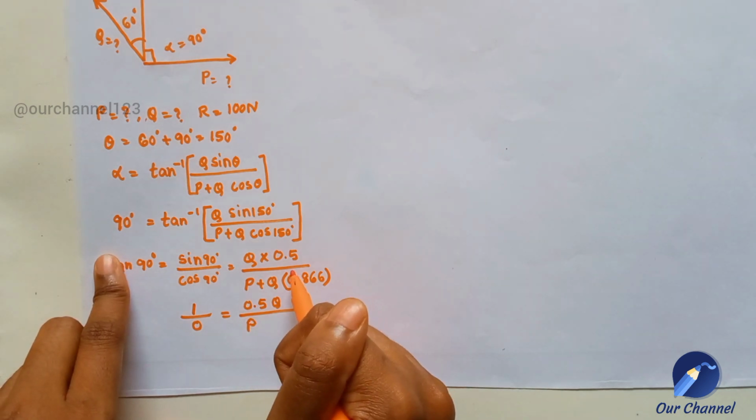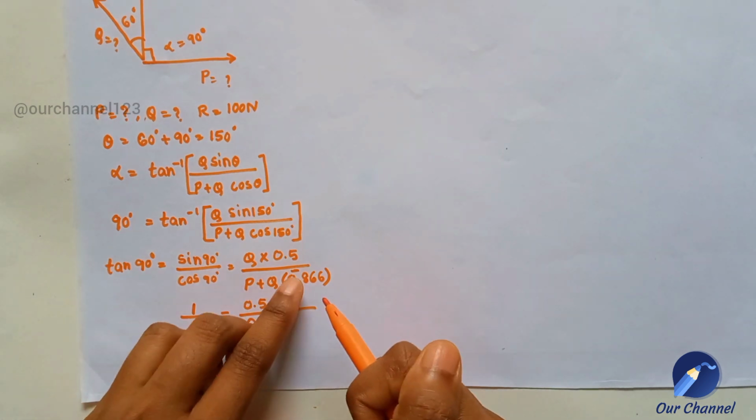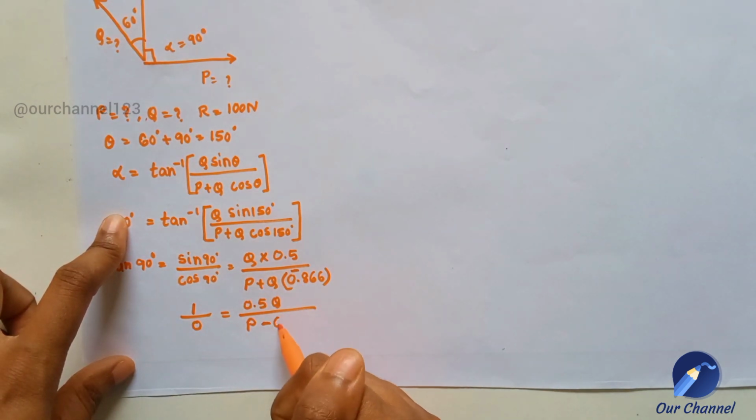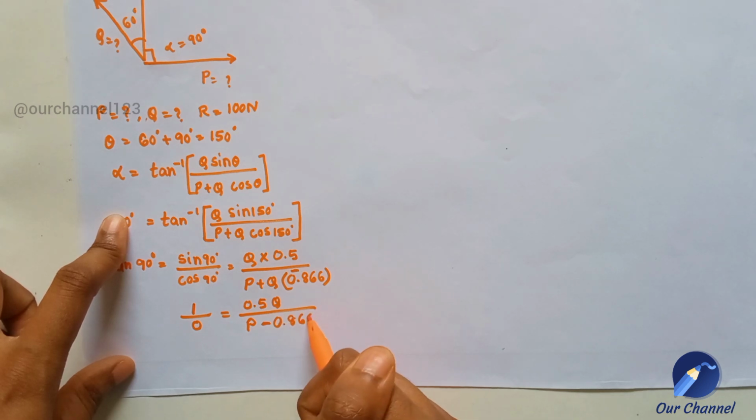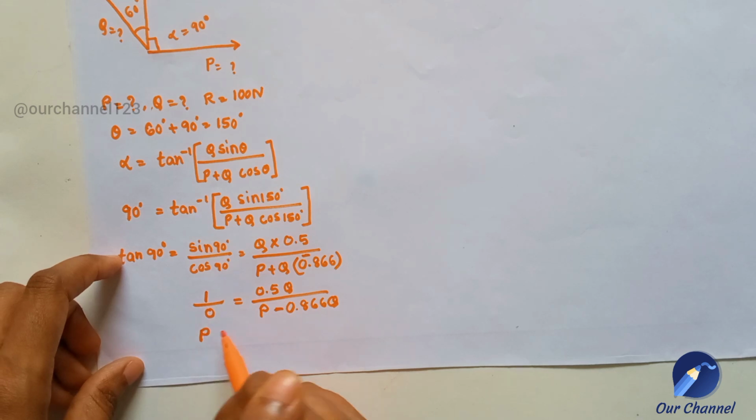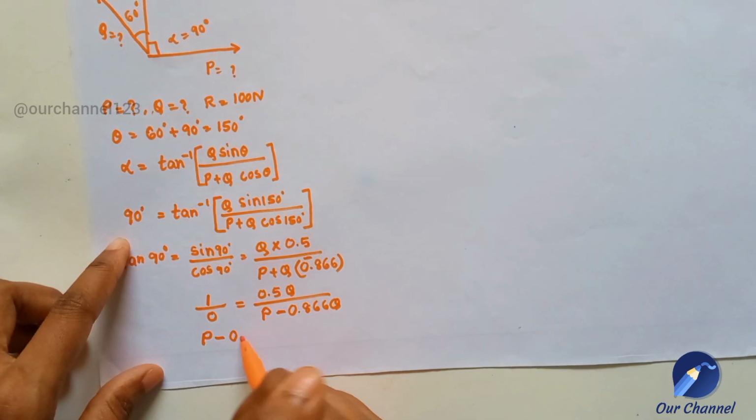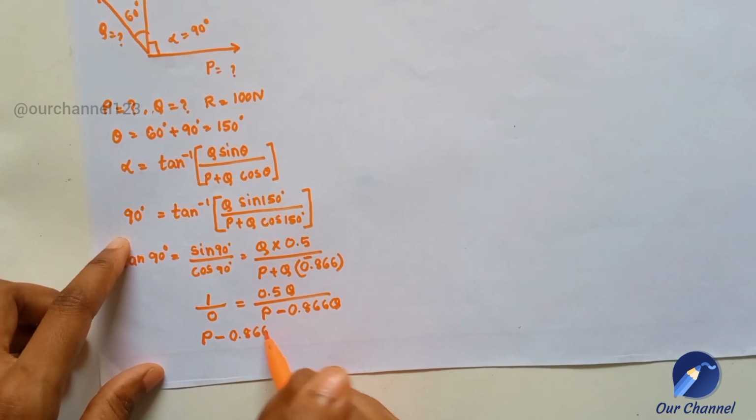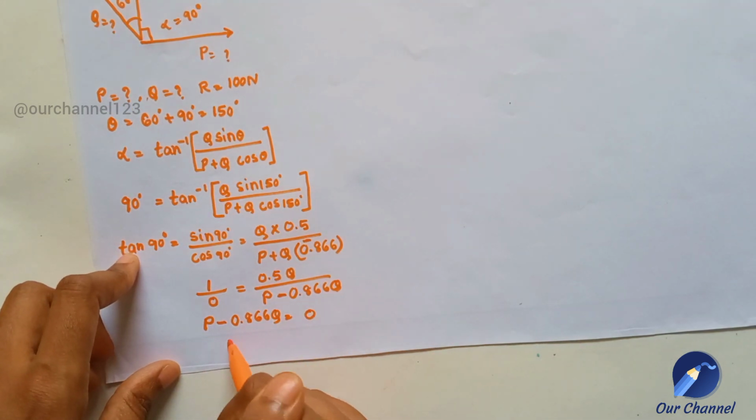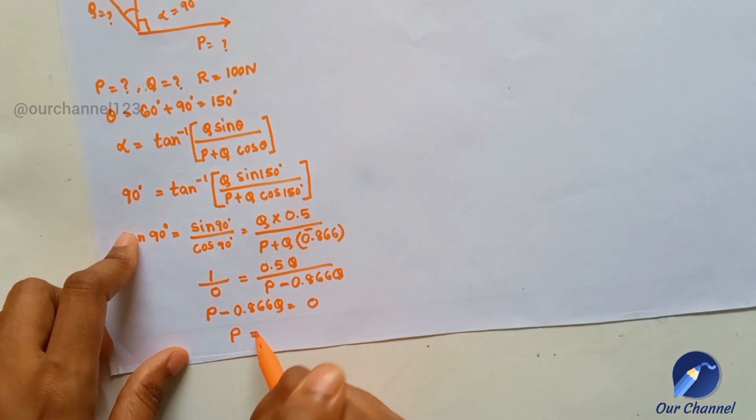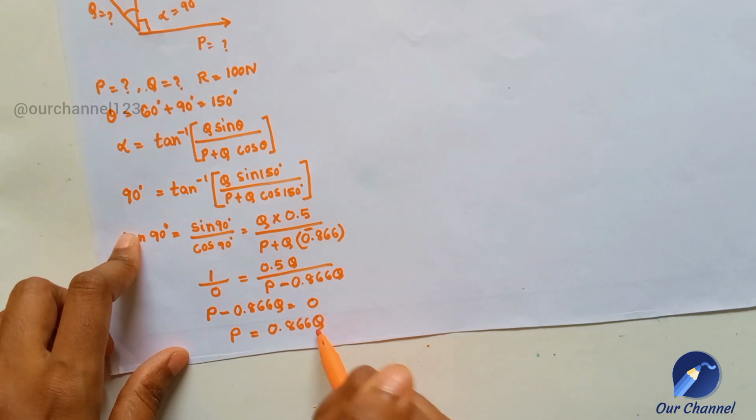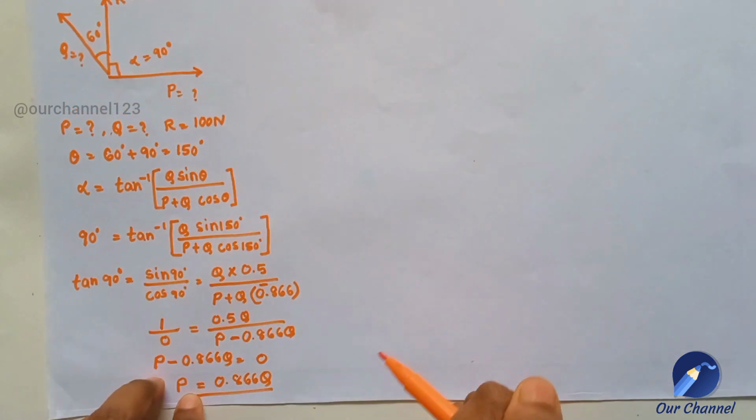So plus into minus, you will get minus 0.866 Q. 1 into P is P, 1 into minus 0.866 Q is minus 0.866 Q, and 0 into 0.5 Q is 0. P equal to, if minus goes to the other side, plus 0.866 Q. So we got the value of P as 0.866 Q.